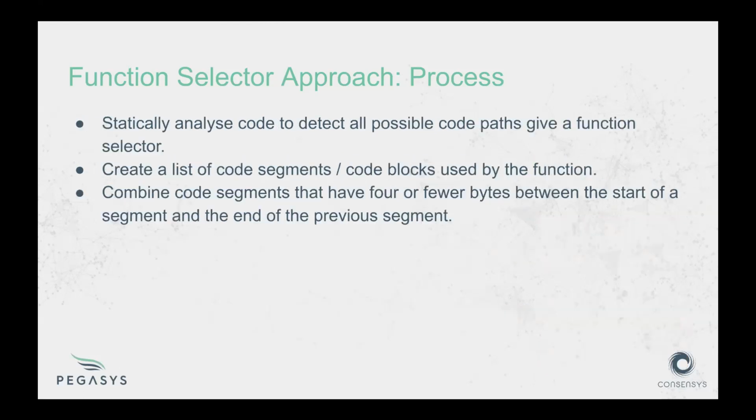Once you've found the functions and the function entry points, you do a static analysis to work out all of the accessible parts of code. Then you create a list of code segments or code blocks used by a function. If there are fewer than 4 bytes between segments, then you combine those segments together. The rationale is that for representing each segment, you need to have a start offset and length, and each of those is 2 bytes long. So if you're going to have only 4 bytes or less, you might as well have a single contiguous segment rather than 2 segments with 2 sets of lengths and starts.